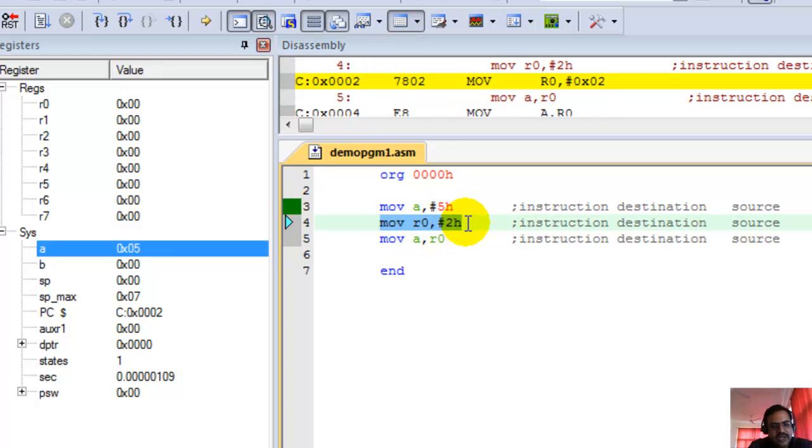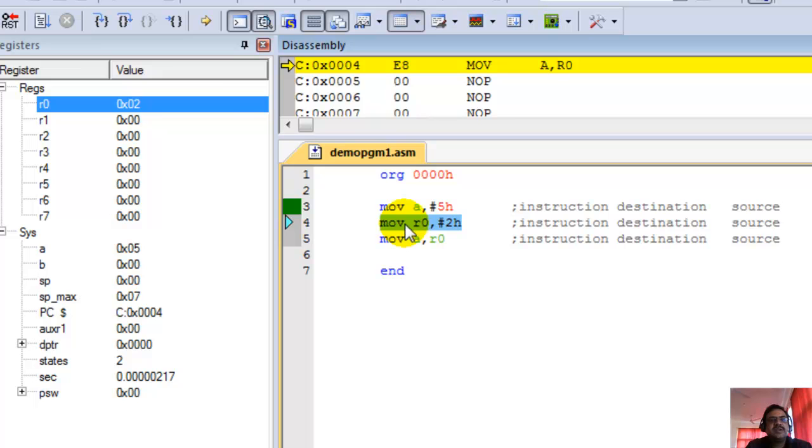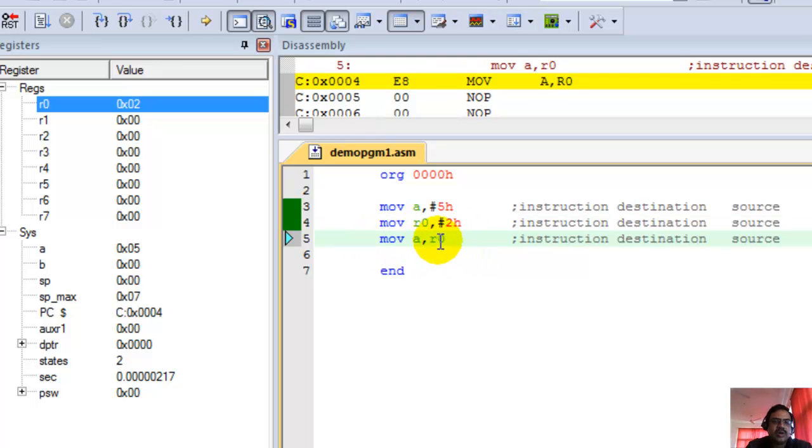Okay, now what is the next instruction? Move R0, hash 2H, that is 2 hexadecimal. So what do you expect to see? The R0 content, which is 00, will be replaced, that is, this 2 will be moved into the register R0. Shall we see what happens? See, when this statement is executed, R0, which earlier had 0, has been replaced, or this value has been copied into R0. Now what is the next statement? Move A, R0. What does that indicate? Go to R0. Whatever value is there in R0 should be copied and pasted in the accumulator.